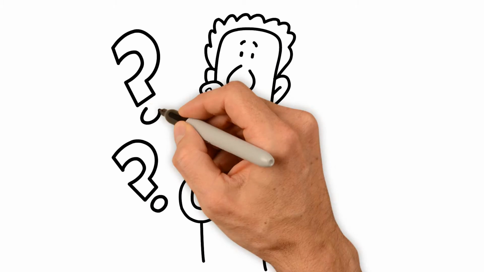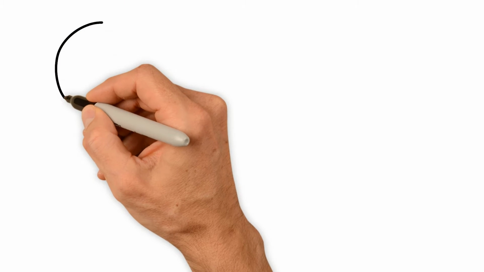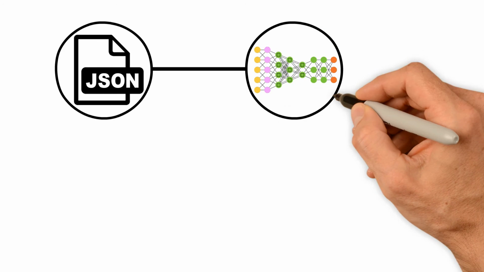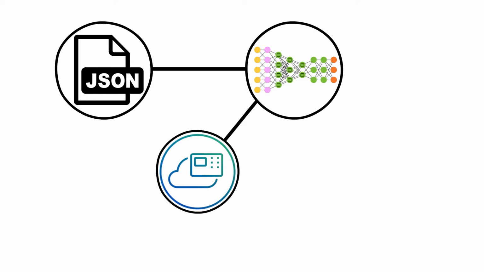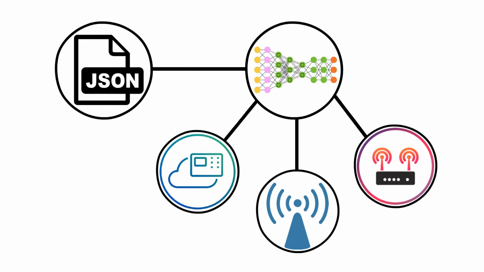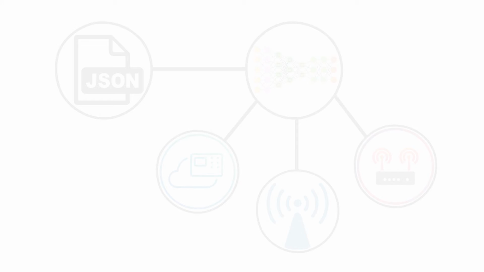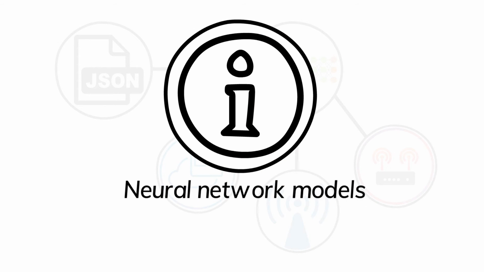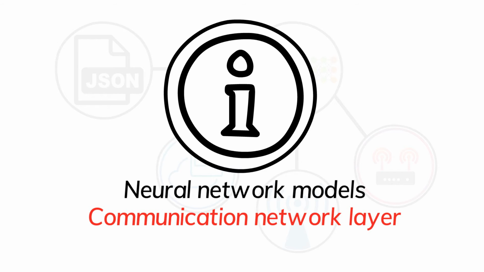How is this library different? Well, unlike other libraries, a JSON script defines a distributed neural network layout that is made up of edge compute devices, ECDs, sensors, and routers that connect all of these parts. Information is gathered for both neural network models and the communication network layer.